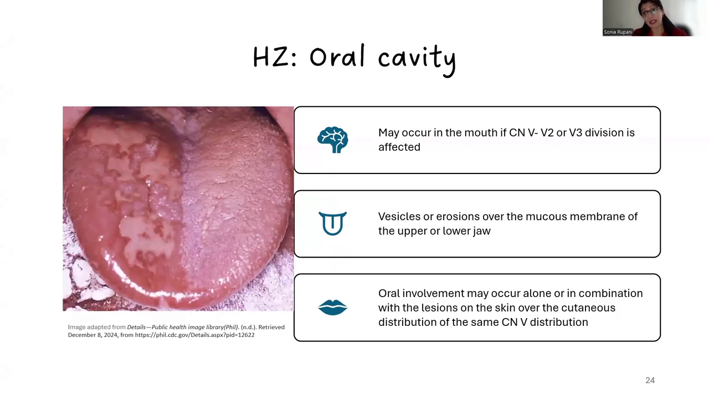The herpes zoster can also affect the oral cavity. Like I said, any dermatome could be affected. So it can also affect the oral cavity. And this is where we are talking about the V2 and V3 divisions of the cranial nerve. So we're talking about the maxillary and the mandibular divisions of the trigeminal nerve. And with that, there are going to be erosions and vesicles seen within the oral cavity. It will affect the tongue, their gums will be affected, the jaws will be affected, and they may have vesicles and lesions on their gum, on their tongue.